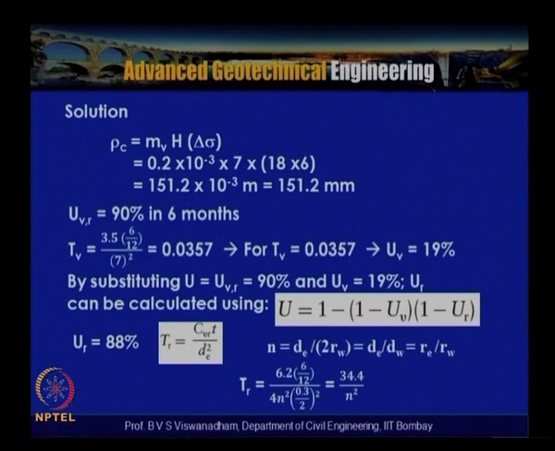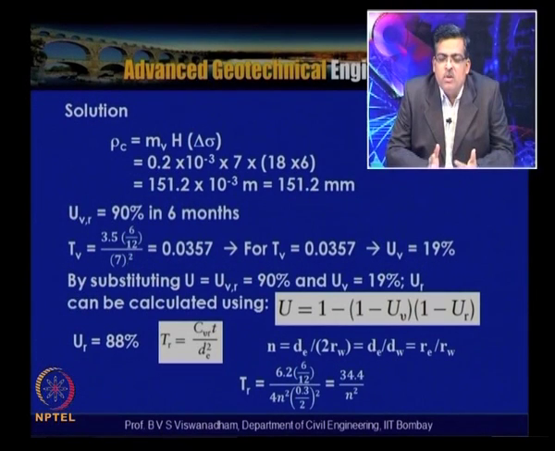The solution runs like this. First you calculate rho c, the final consolidation settlement, and this works out to be 151 mm, wherein you are allowed only about 20 mm settlement. So, 151.2 minus 20, divided by 151.2, gives the desired degree of consolidation, but let us take UVR as 90% in 6 months.